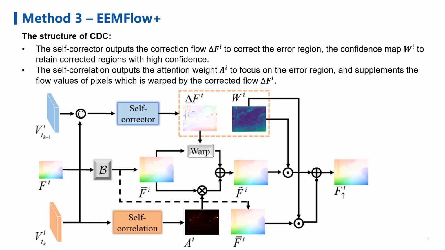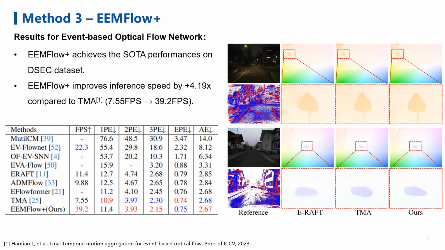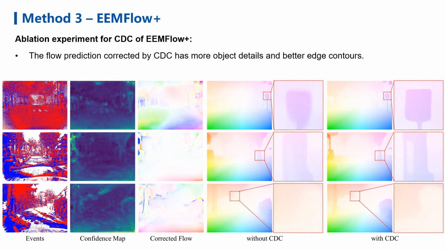The other is the self-correlation. It outputs the attention weight to focus on the error region and supplements the flow values of pixels which are warped by the corrected flow. Our EMFlow Plus achieves SOTA performance on the DSEC dataset at high inference speed. And ablation experiments have validated the effectiveness of the CDC.